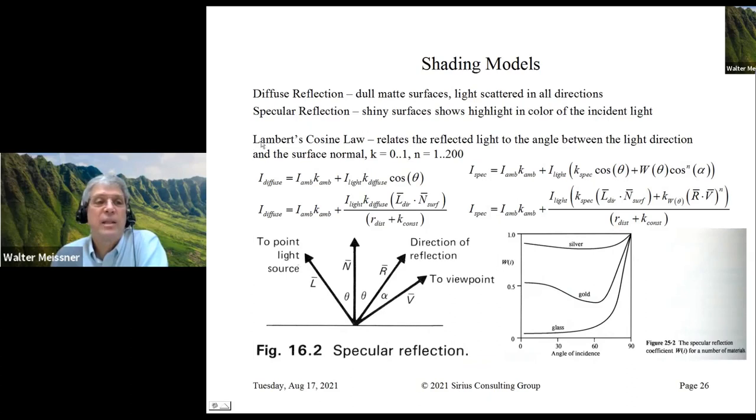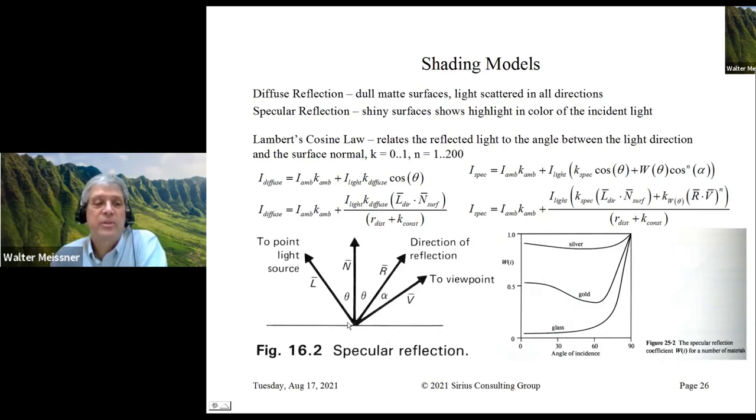And so this follows Lambert's cosine law, which relates the reflected light to the angle between the light direction and the surface normal. Here's a diagram of the specular reflection case, although it covers the diffuse one as well. This horizontal line is the surface. Perpendicular to it is the surface normal. The vector L points to the light source. It's off at an angle of theta.